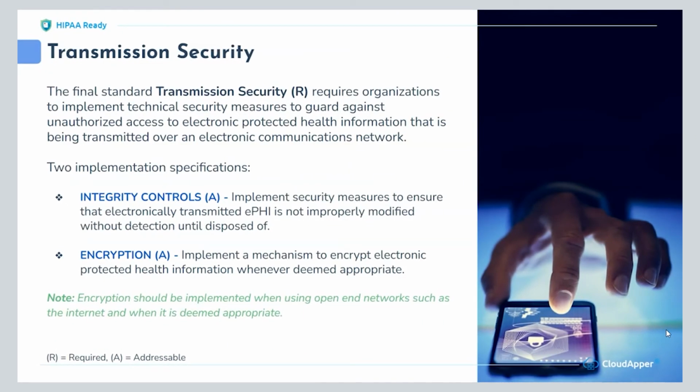Transmission security. The final standard, transmission security, requires organizations to implement technical security measures to guard against unauthorized access to EPHI that is being transmitted over an electronic communications network. There are 2 implementation specifications: integrity control and encryption. Integrity control is implementing security measures to ensure that electronically transmitted EPHI is not being improperly modified without detection until disposed of. Encryption is implementing a mechanism to encrypt electronic PHI whenever deemed appropriate.